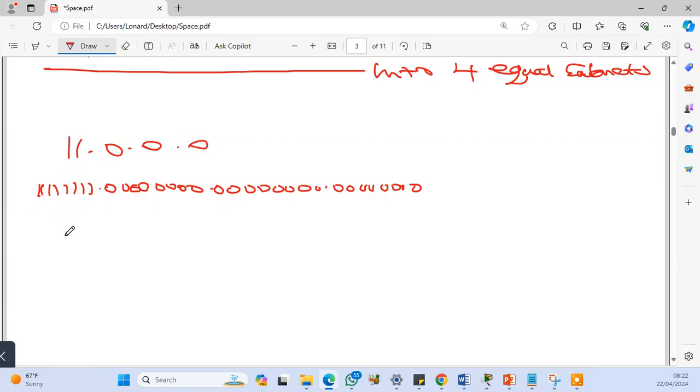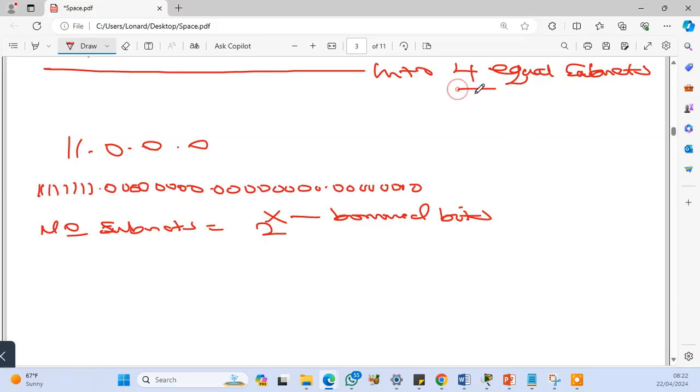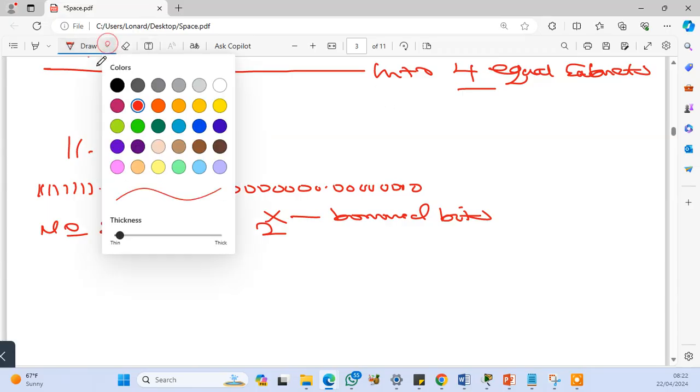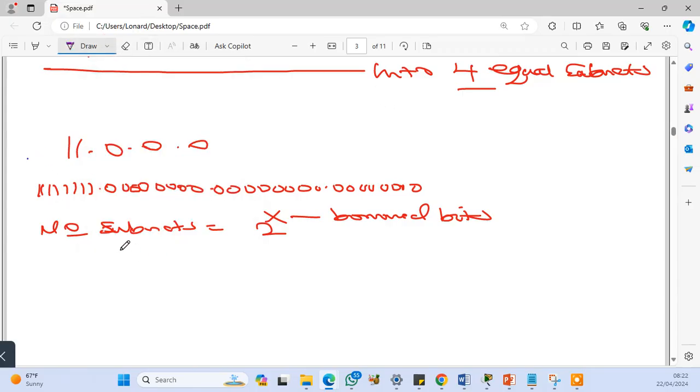So once we have this, then automatically we can find the number of subnets. Number of subnets is equal to 2 power borrowed bits. Now the borrowed bits here are unknown, but we know the subnets. The subnets are 4. So I'll just substitute here. Number of subnets is equal to 4, then power x. The borrowed bits, we don't know them. The one that can give us a 4.